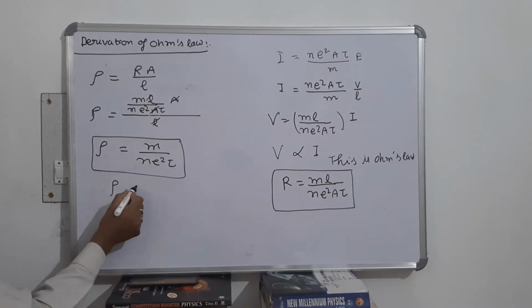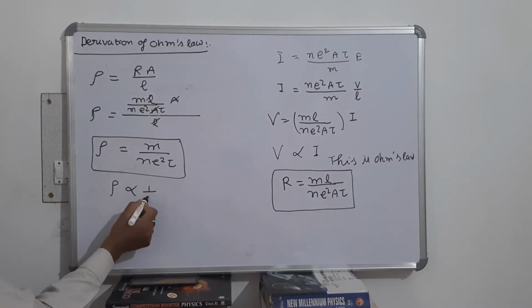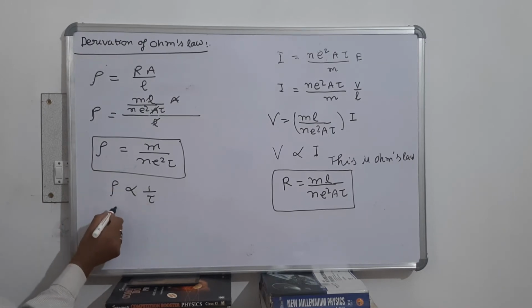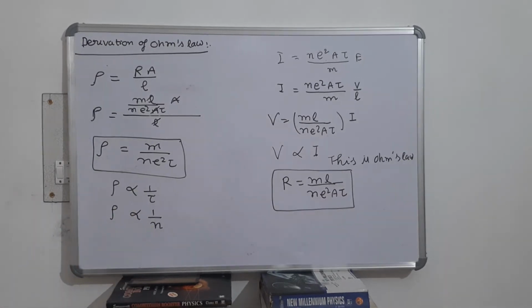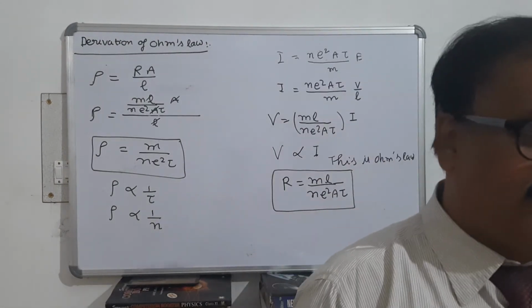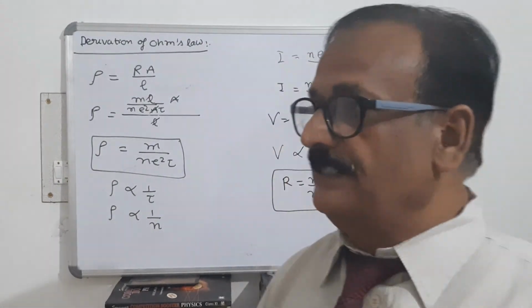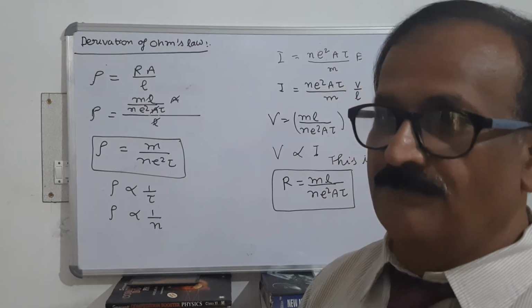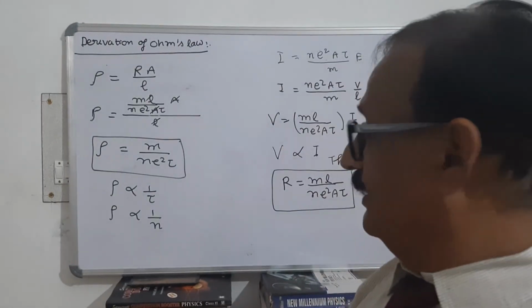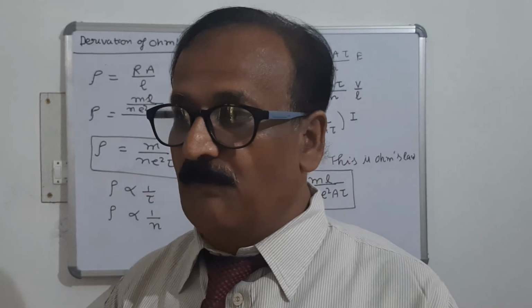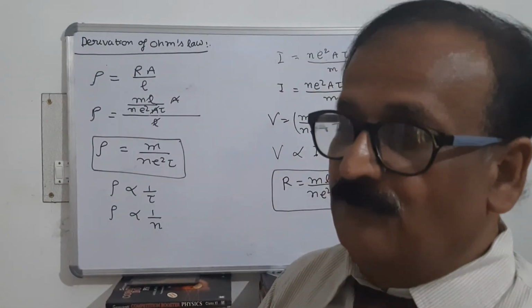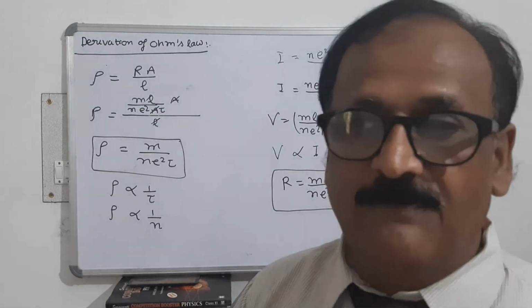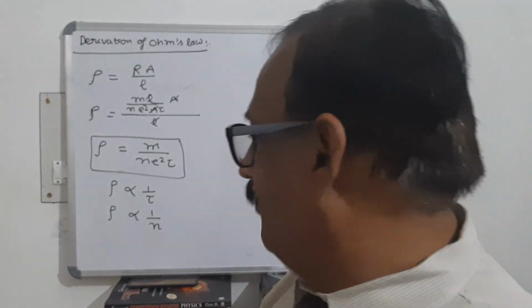It means resistivity is inversely proportional to relaxation time, and resistivity is inversely proportional to free electron density. The material in which free electron density is large, its resistivity will be small. It will be a good conductor. If free electron density is low, then its resistivity and consequently resistance will be high. So the resistivity of a conductor is inversely proportional to free electron density in it, and also inversely proportional to relaxation time. Relaxation time means the average time between two successive collisions of free electrons.